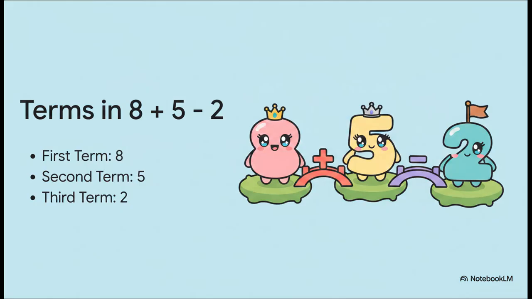So, you know those individual numbers living inside an arithmetic expression? They actually have a special name. We call them terms. And the mathematical operations? Well, they're basically just the bridges connecting these terms together. For instance, in the expression 8 plus 5 minus 2, we have three distinct numbers. The 8 is our first term, the 5 is our second term, and the 2 is our third term. Basically, every single number gets to be a term.